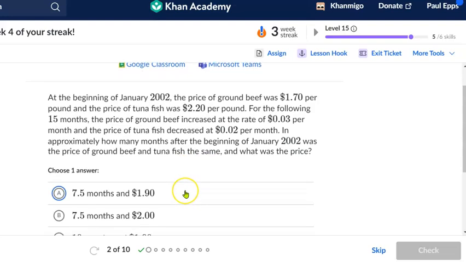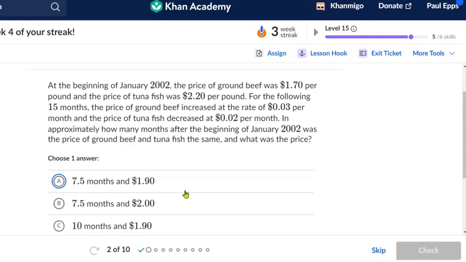At the beginning of January 2002, the price of ground beef was $1.70 per pound. The price of tuna fish was $2.20 per pound. For the following 15 months, the price of ground beef increased at the rate of 3 cents a month. The price of tuna fish decreased at 2 cents per month. In approximately how many months after the beginning of January 2002 was the price of ground beef and tuna fish the same, and what was the price?